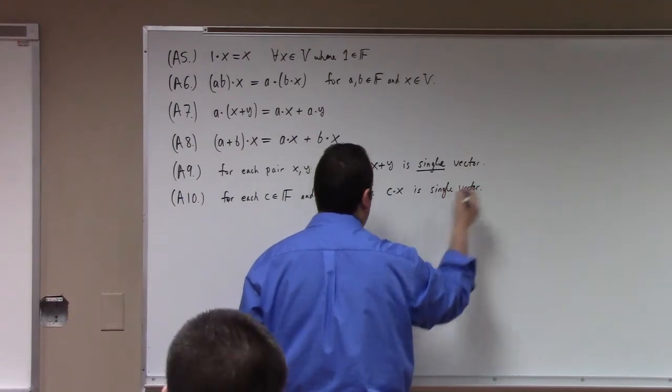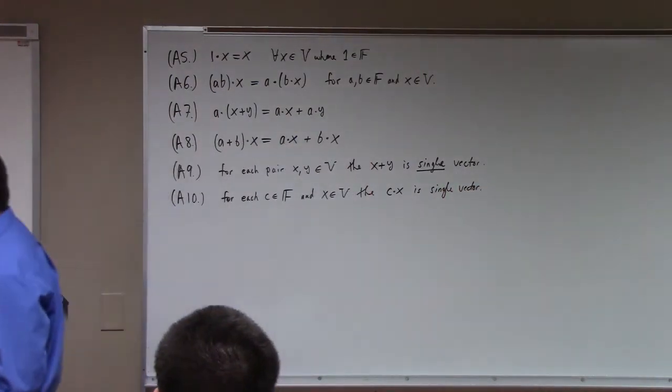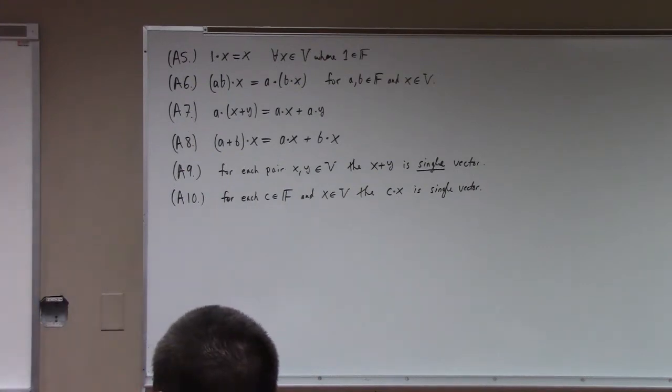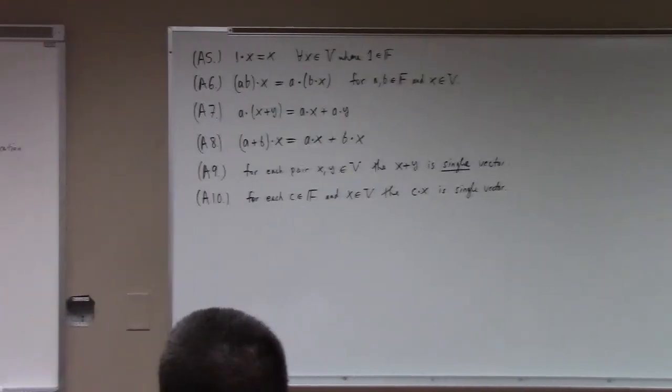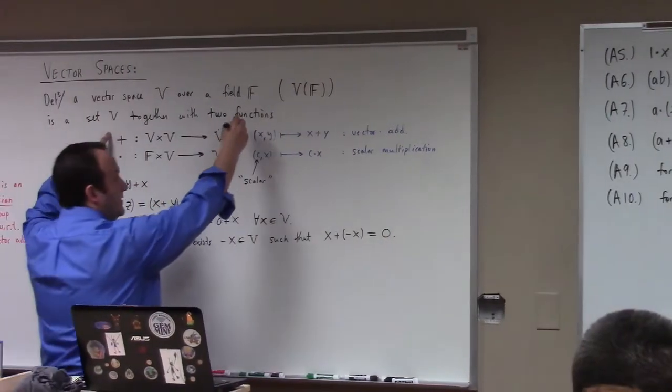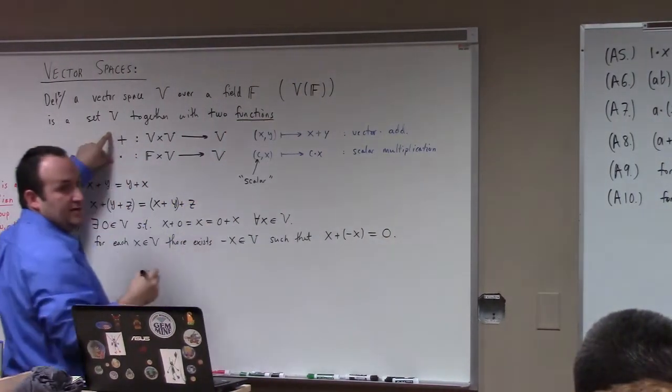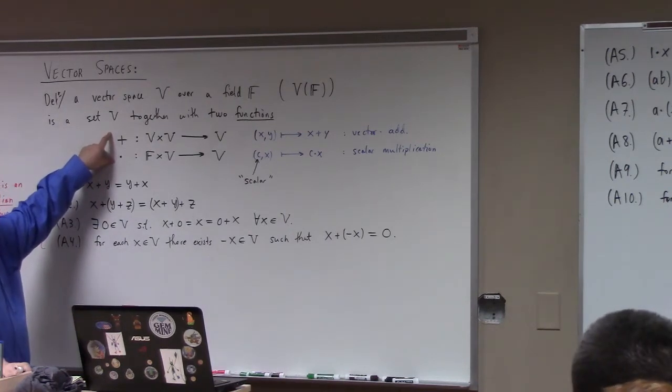So can you guys tell me why I'm saying that axioms 9 and 10 are redundant? Where have I already implicitly said that? Yes. See, right, the two operations mapping V cross V and F cross V to V, because I said right here, I said they were functions, right? And you guys remember from Calculus 1, like day 1, what's a function? It maps every element in the domain to a single element, right?